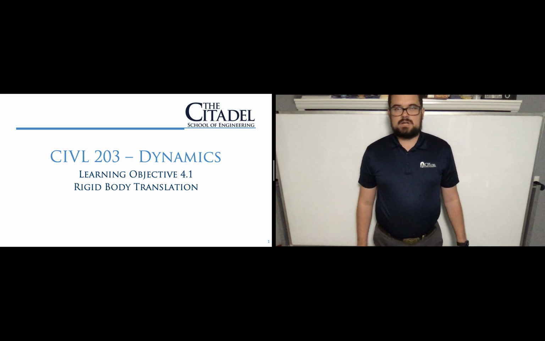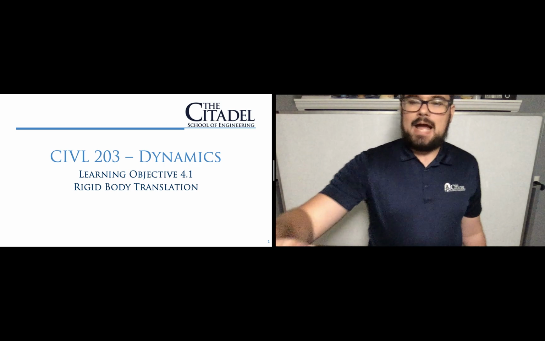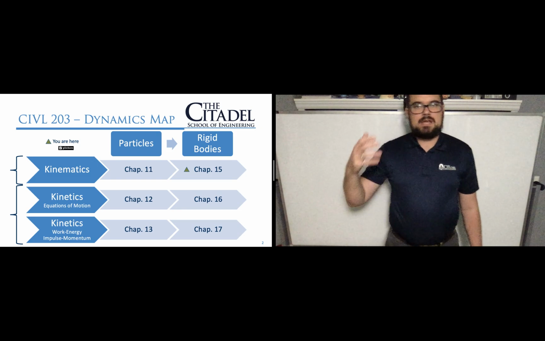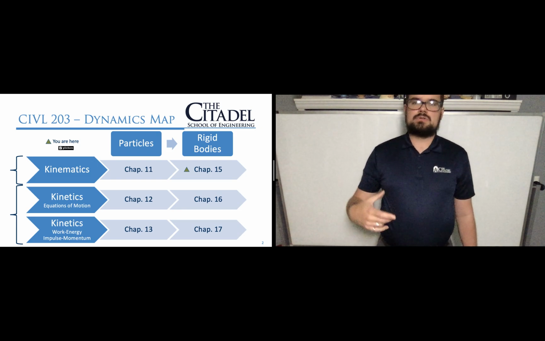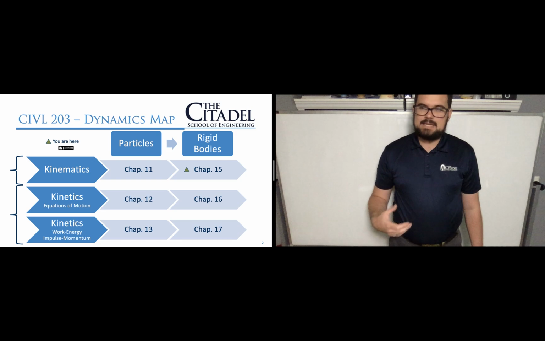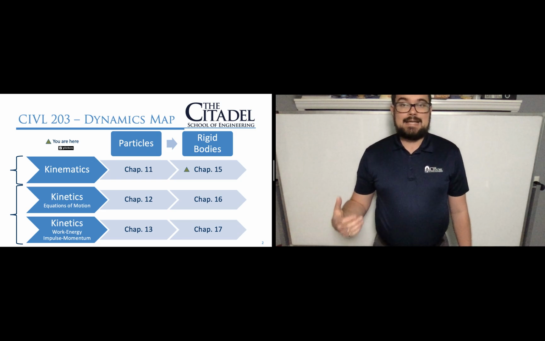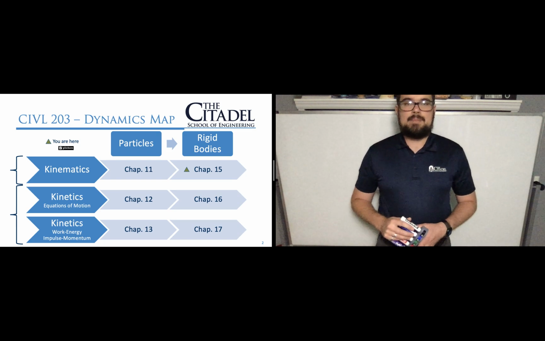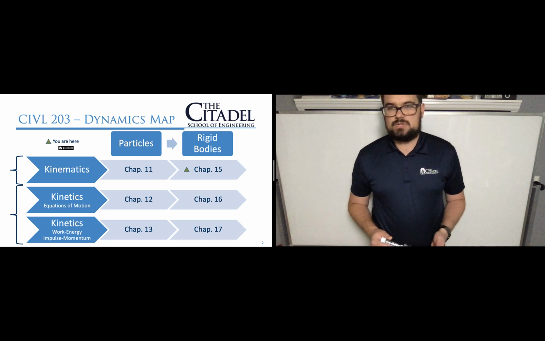And in this lecture, we're going to talk about Learning Objective 4.1, which discusses rigid body translation. Now, it turns out this particular case is actually pretty easy, but I do want to walk us through this because we're transitioning now from talking about particles and looking at particle kinematics and particle kinetics into rigid body kinematics and rigid body kinetics. We're going to start with rigid body kinematics, which is in chapter 15 of your textbook.